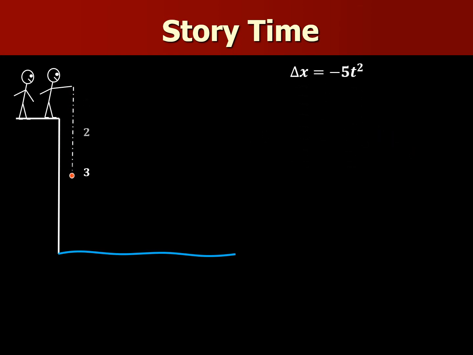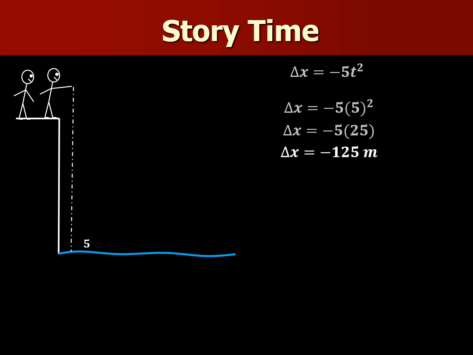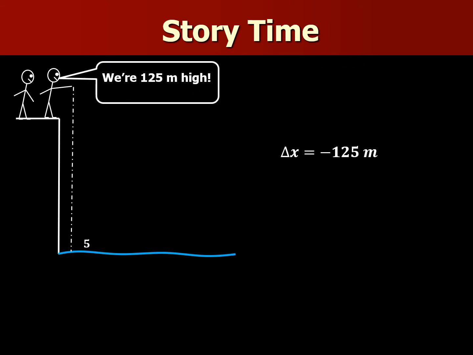So he drops the object, 1, 2, 3, 4, 5. It takes 5 seconds to hit the ground. Negative 5 times 5 squared. 5 squared is 25, times 5 is 125. So he knows that we're 125 meters high. And she's very impressed by this, but the guy who is new in town apparently missed his chance.